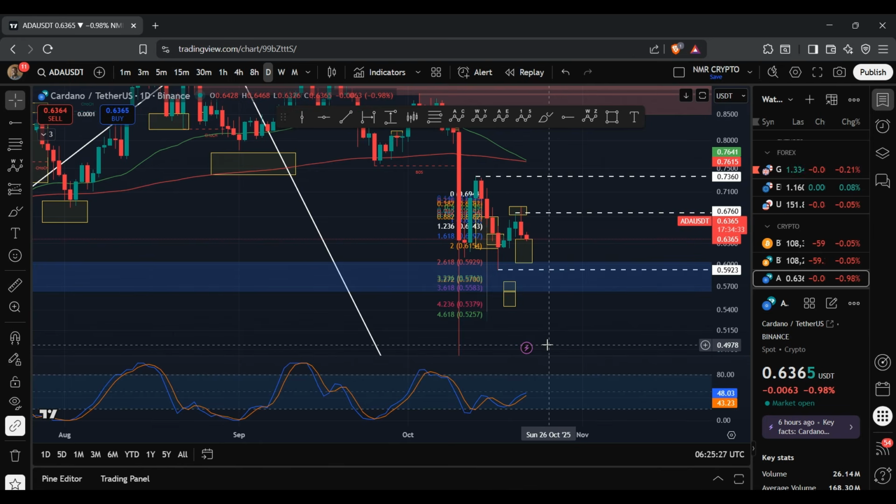And so, yeah, that's just my update on Cardano ADA.